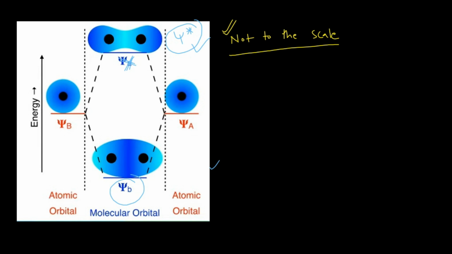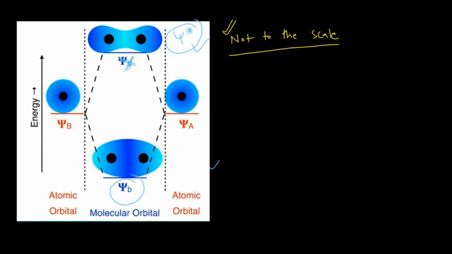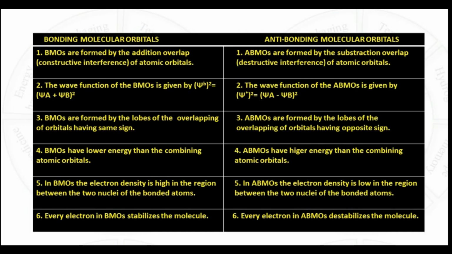And then if I go further, what is the difference? I have drawn this bonding molecular orbital here and this anti-bonding molecular orbital here. Now, what is the difference between the two? First of all, bonding molecular orbitals, BMOs, are formed by the addition overlap, that is the constructive interference of the atomic orbitals, while anti-bonding molecular orbitals, ABMOs, are formed by the subtraction overlap, which is the destructive interference of the atomic orbitals.